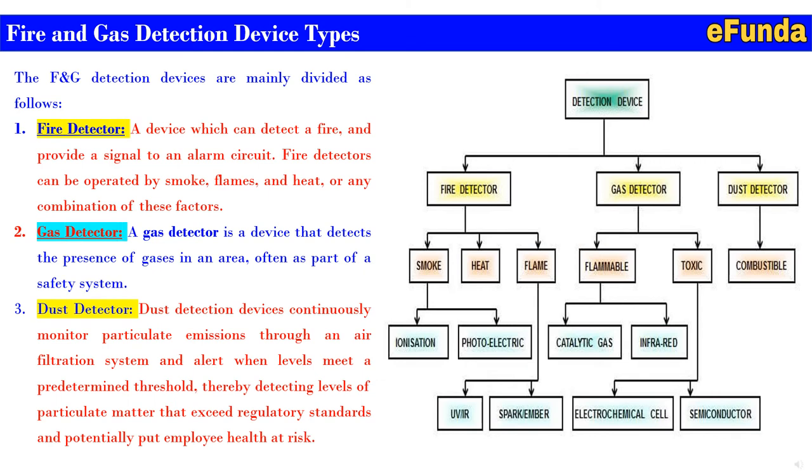Third is the dust detector. Dust detection devices continuously monitor particulate emission through an air filtration system and alert when the level meets a predetermined threshold or frequency, thereby detecting the level of particulate matter that exceeds regulatory standards or requirements and potentially puts employees' or personnel's health at risk.